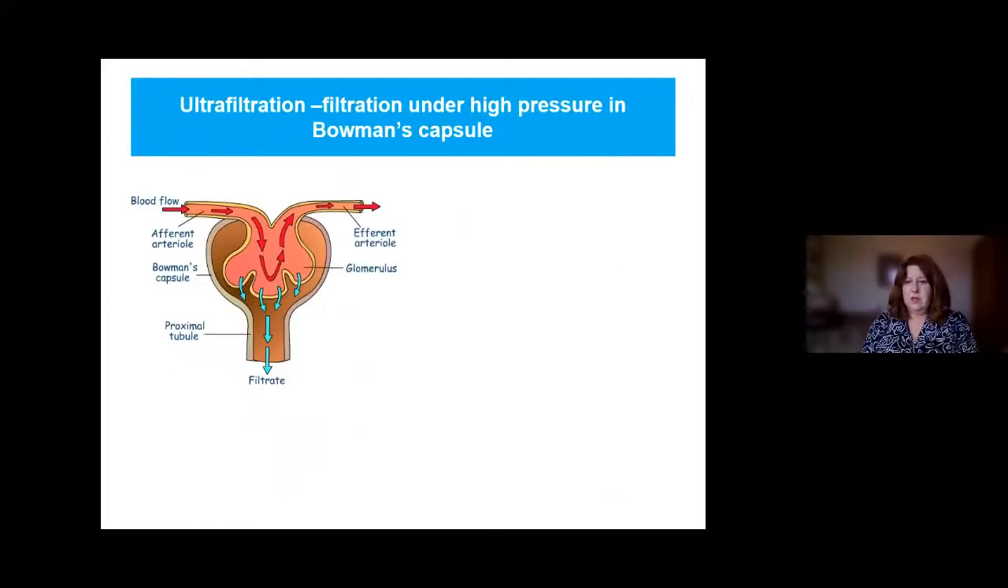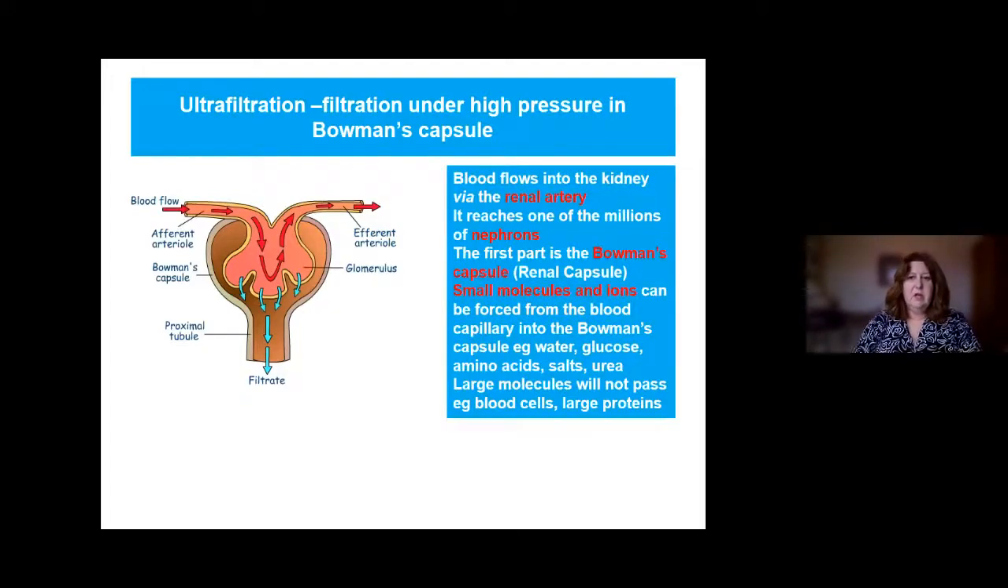What I'm now going to focus on is the main processes that take place in the kidney, and the first one is ultrafiltration. This is what happens in the Bowman's capsule. You can see the Bowman's capsule there, and we'll start by talking about the fact that the blood flows into the Bowman's capsule in a branch of the renal artery. It's a tiny branch of that artery called an arteriole. Now, that branch that arrives at the first part of these tubules inside the kidney, called the nephrons, as I'm sure you'll remember, is called the afferent arteriole.